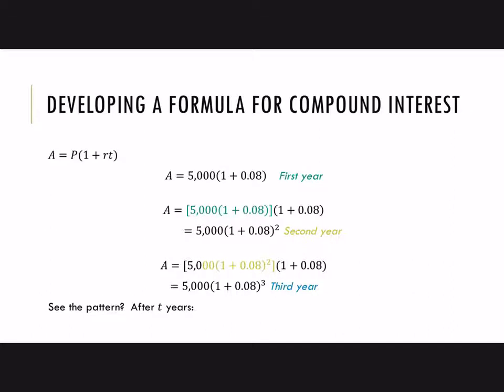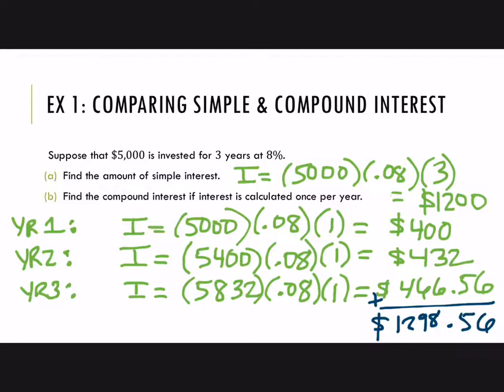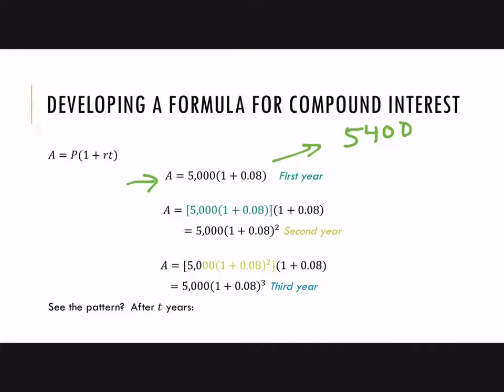So here's the calculation for the first year. If we wanted to know the amount in the account, it would be 5,000 times 1 plus 0.08. And if you quickly work that out, just as an extra check, that does give $5,400. So that's the $5,000 principal plus the $400 that was earned in interest.